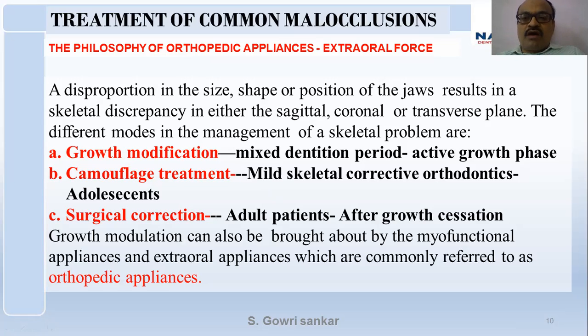We are going to mask the skeletal component by changing the inclination of the upper and lower incisor teeth. This is called camouflage treatment. And the last phase is called surgical treatment or orthognathic surgery, which is taken up when the entire growth is completed. When the entire active growth is completed, you are going to take this in adult patients.